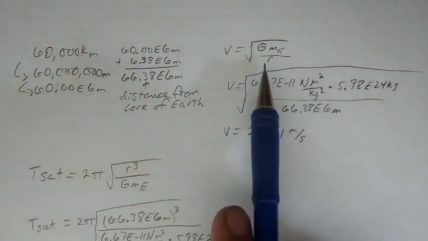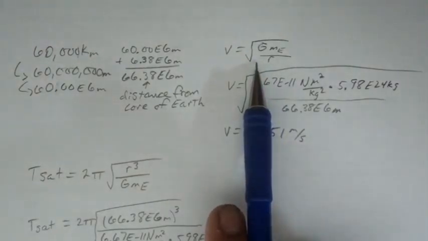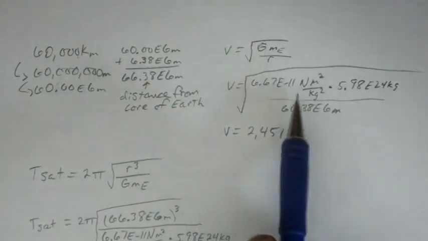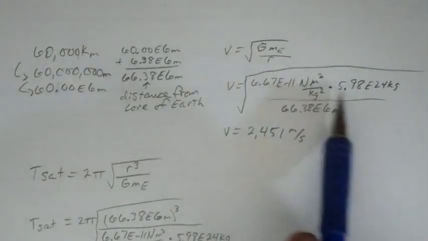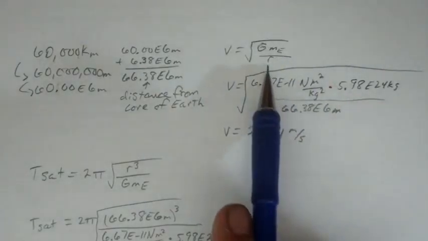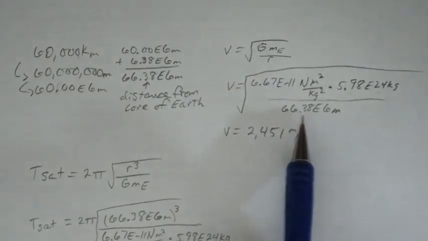So here's our velocity of a satellite around an orbited body. It's on the equations page, of course. Here's G, our gravitational constant. Here's the mass of the Earth, which is just a given, also given in the equation and constants page. And here's the distance from the core of the Earth that I calculated before.